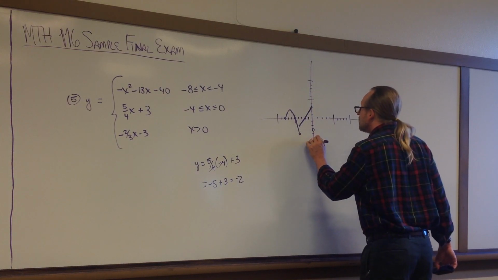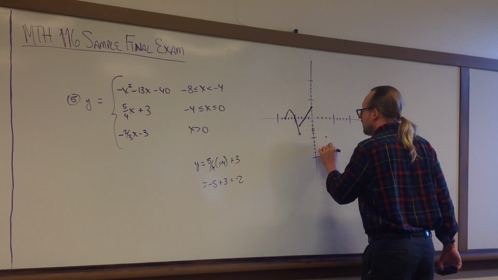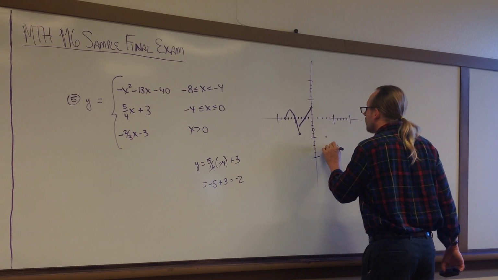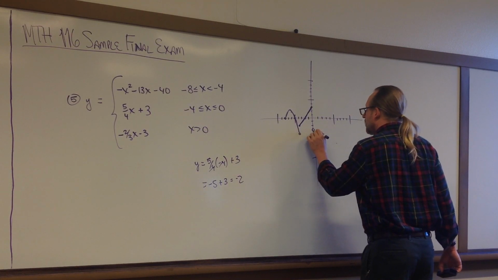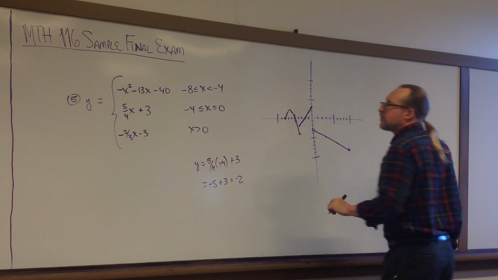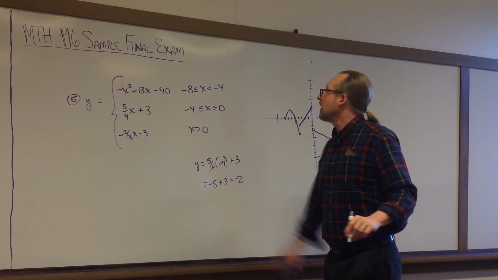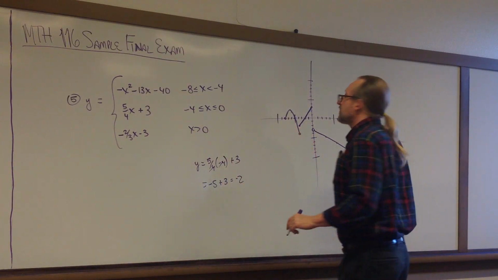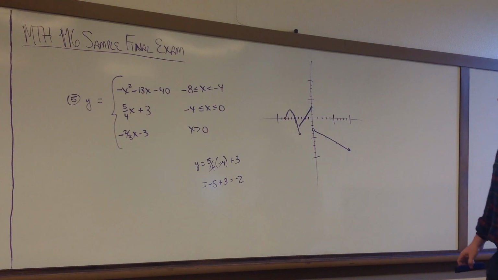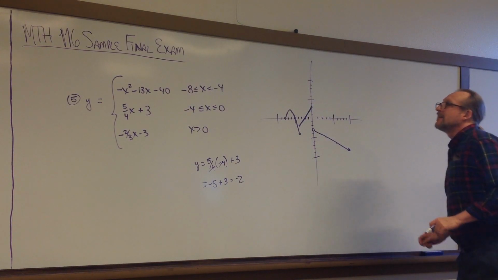So I'll go down 2 and over 3, and then we can do that one more time. And there's our line right there. I'll put an arrow on it because it keeps going, whereas this one just stops at -8. So there's our function, piecewise defined. Okay.